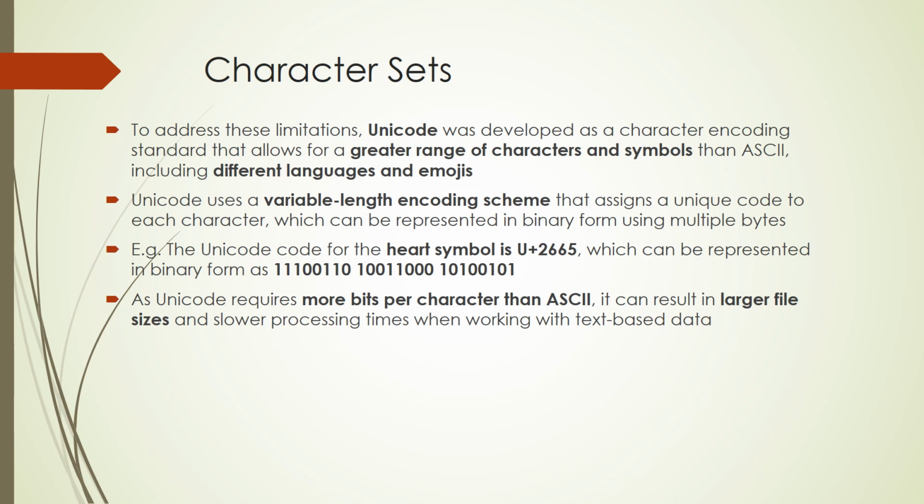Unicode uses a variable length encoding scheme that assigns a unique code to each character, which can be represented in binary form using multiple bytes. For example, the Unicode for the heart symbol is U+2665, which can be represented in binary form as this. As Unicode requires more bits per character than ASCII, it can result in larger file sizes and slower processing times when working with text-based data.